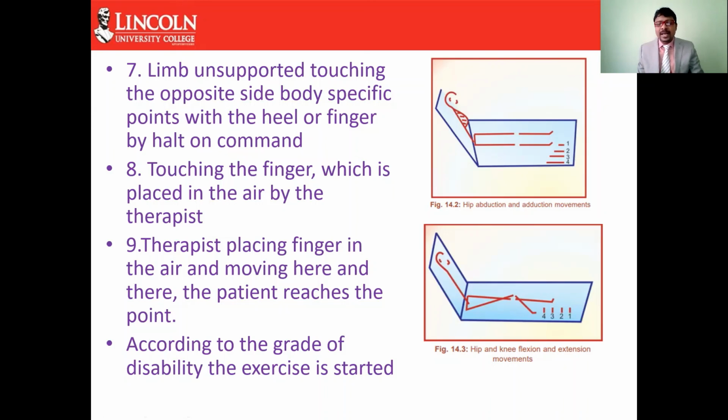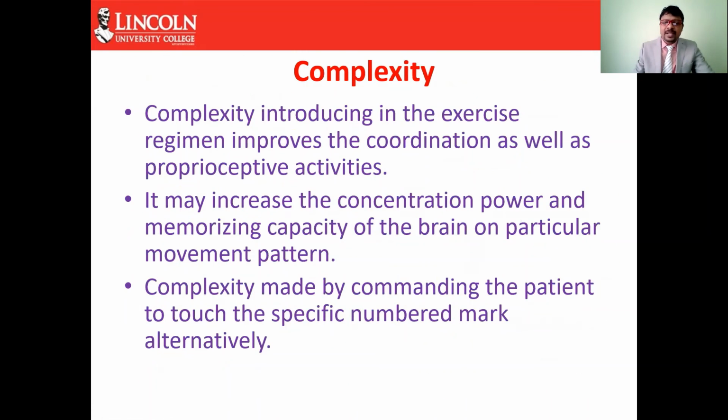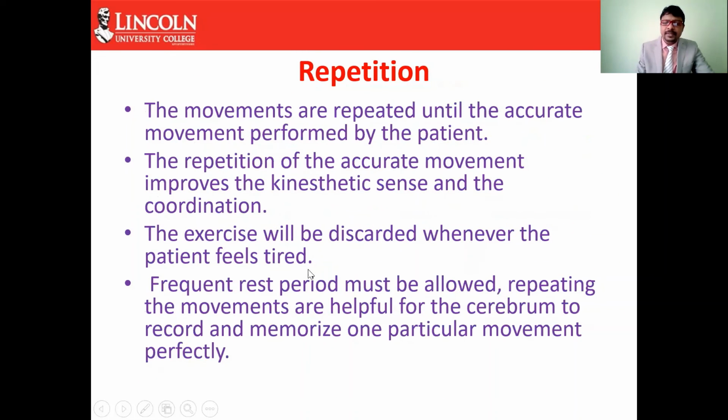It's complexity. Because of these combined activities, we are going to get the full movement. So we can get the purposeful movement up to 90 degrees of knee flexion. This type of activity we can get through complexity training.